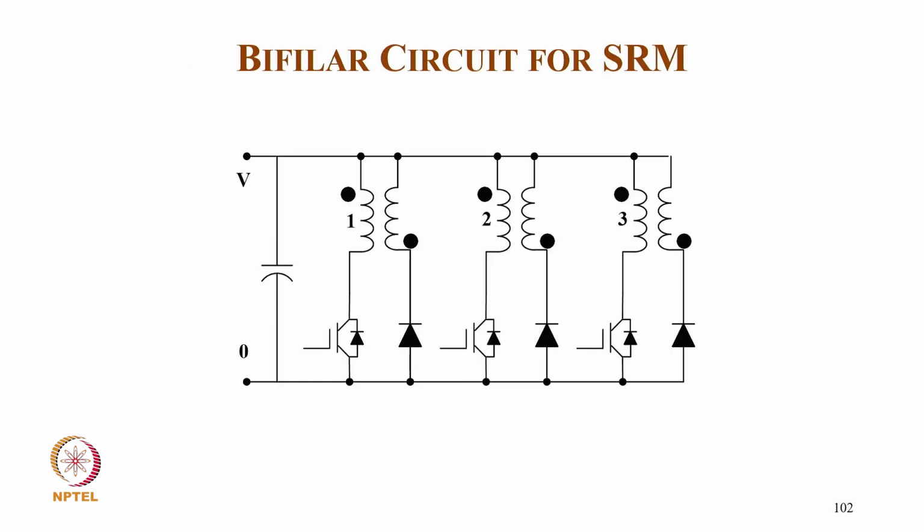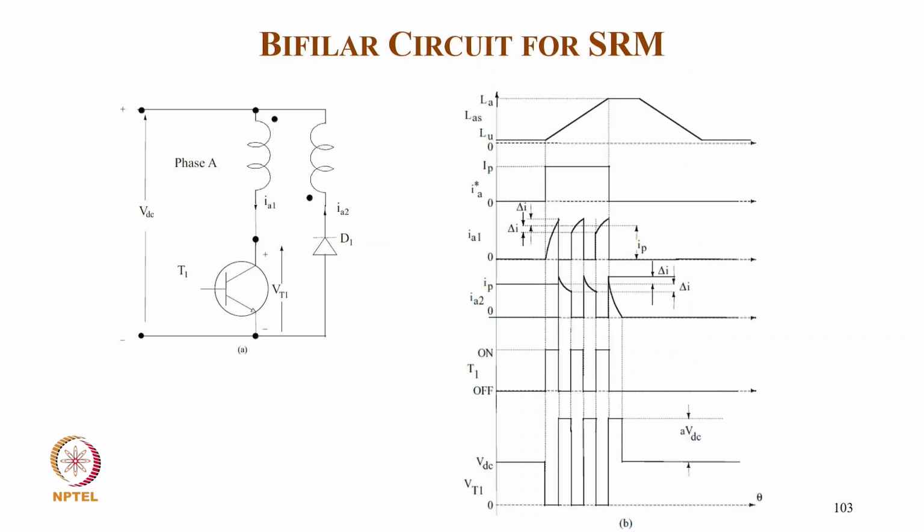This is another, the bifilar one. The winding with the opposite polarity is put on the same pole, and they are connected in this manner. Here also, when you switch on the transistor, the current flows, and when you open the switch, automatically the secondary side diode will recover the energy stored here. This is typically the same waveform, but you can see how the control is taking place using this.